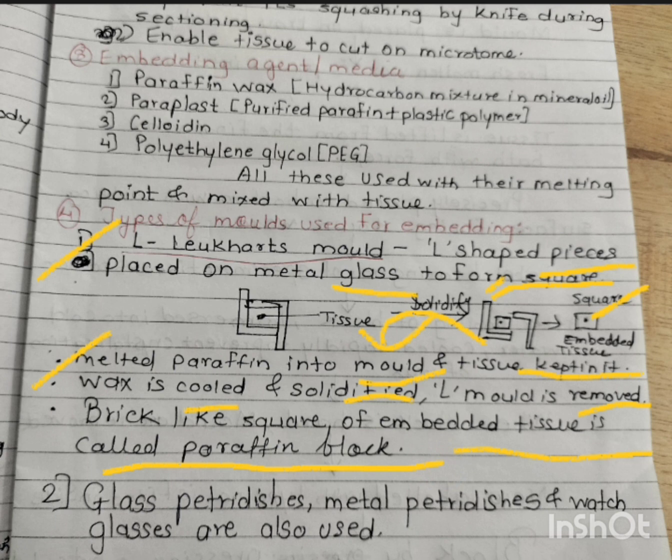The next is Petri dishes: glass Petri dishes, metal Petri dishes, or a watch glass. Whatever the shape of this Petri dish is, round or that kind, wax blocks get prepared.